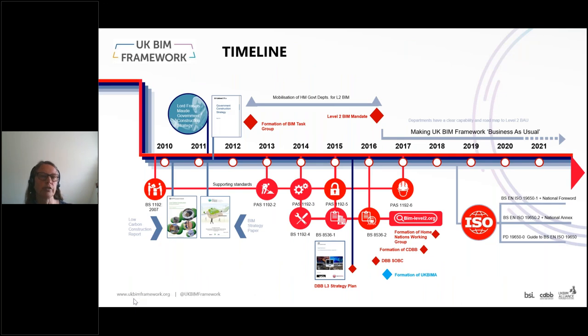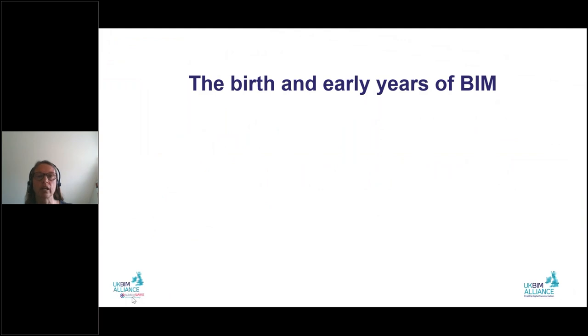This is a really daunting timeline. I should think a lot of you have seen this before. We will be sharing the slides, so I'm not proposing to go through this in any detail yet. But I suppose just to highlight to you, I'm not going to dwell so much on the development of the 1192 series. I think that we can take that as read. I'll be talking more about what the industry responses have been and the changes that have occurred since the 1192 series. So a little bit lighthearted, thinking about the birth and the early years of BIM.